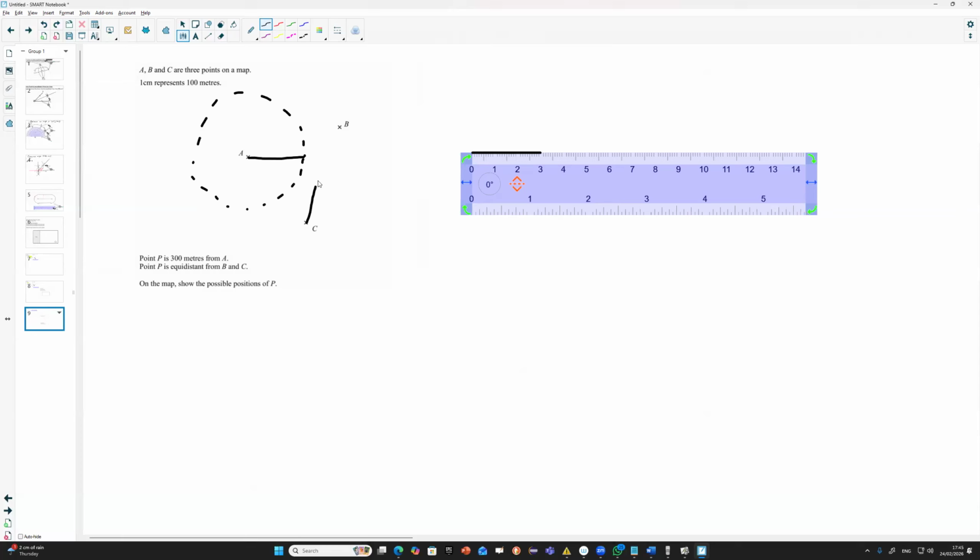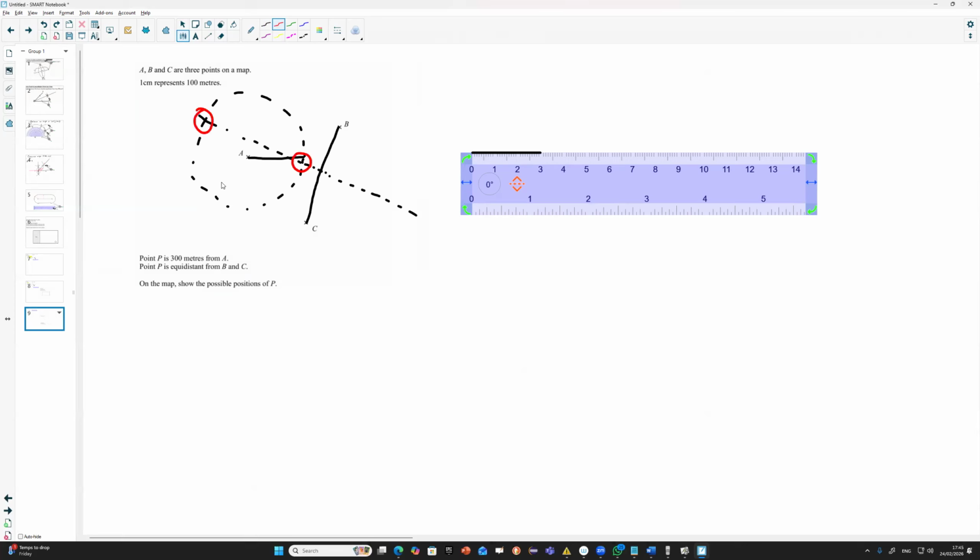So B and C, if I think about the perpendicular bisector, it would be like that. So the line I've just drawn, the dotted line, those points are all equally distant from B and C. Beautiful. So then we can see where the 2 points would be. It's going to be here, and it's going to be here.